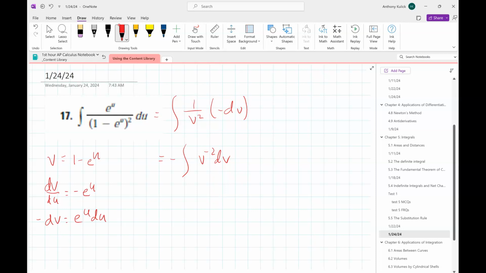But now it's just a power property antiderivative. A lot easier when I made it in my head. And that should do it.